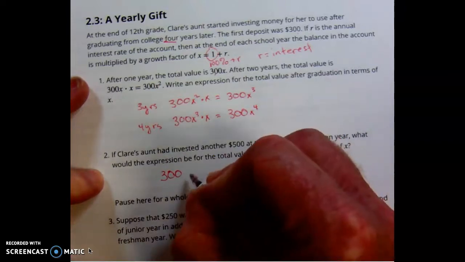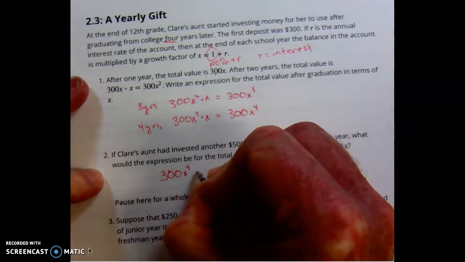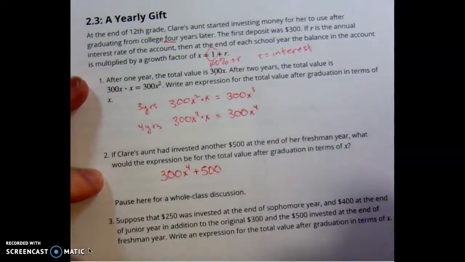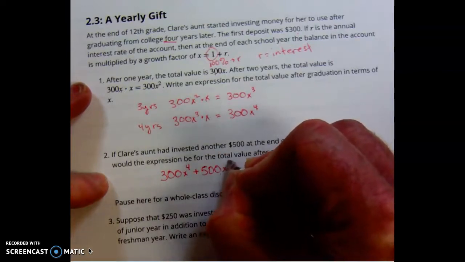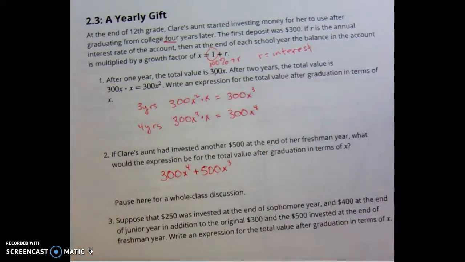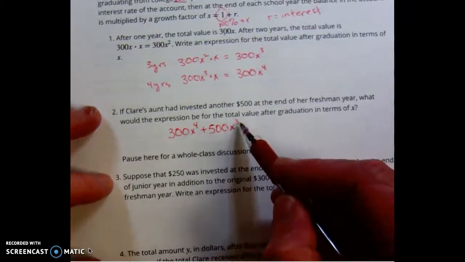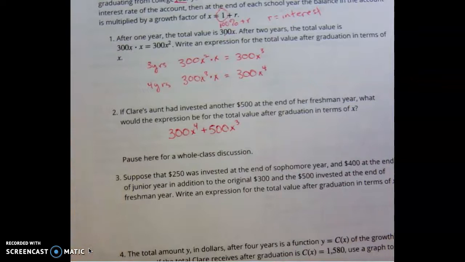Okay, so that's going to last for 4 years. The next year, her aunt invests $500, and that's going to sit there for another 3 years. Okay, so we got 300x to the fourth plus 500x to the third. Again, the whole thing we're wanting you to catch here is this exponent tells you how long the money was left in the investment.